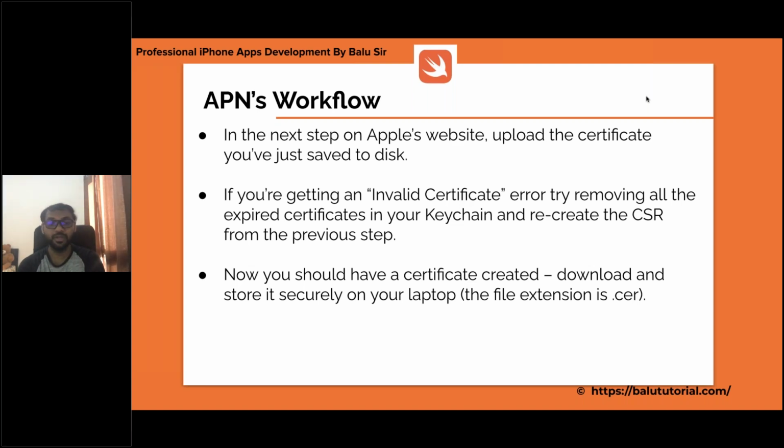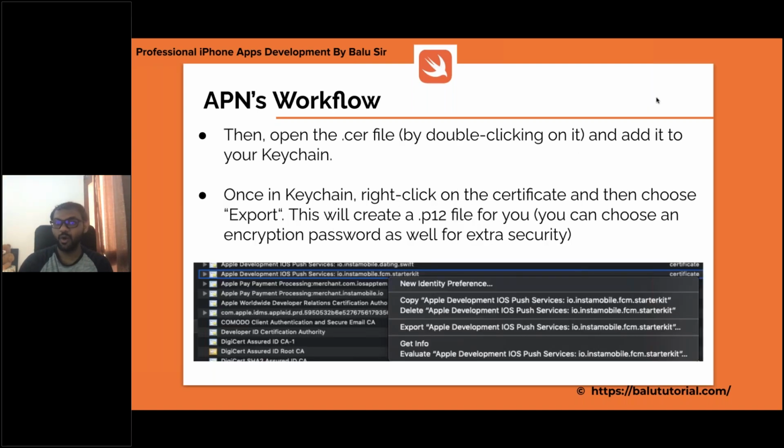So after uploading this CSR file, you have to download a certificate. This certificate has to be stored properly. Once you download the certificate, open the CER file. Opening the CER file means if you double click on it, it will automatically add it to your keychain. Once it is in the keychain, right click on that particular certificate which you created, and there is an option called export.